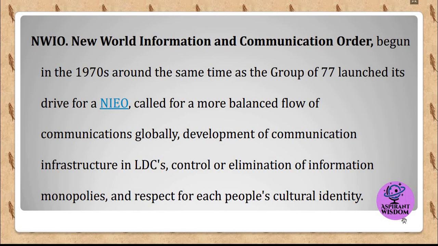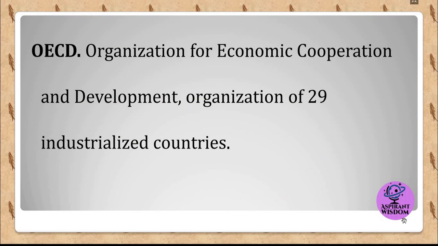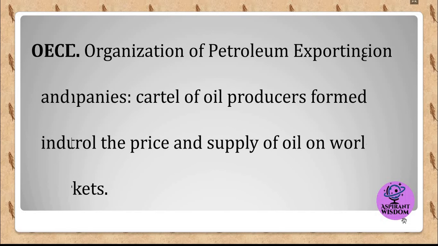NWIO. New World Information and Communication Order, begun in the 1970s around the same time as the Group of 77 launched its drive for a NIEO, called for a more balanced flow of communications globally, development of communication infrastructure in LDCs, control or elimination of information monopolies, and respect for each people's cultural identity. OECD. Organization for Economic Cooperation and Development, organization of 29 industrialized countries. OPEC. Organization of Petroleum Exporting Countries, cartel of oil producers formed to control the price and supply of oil on world markets.